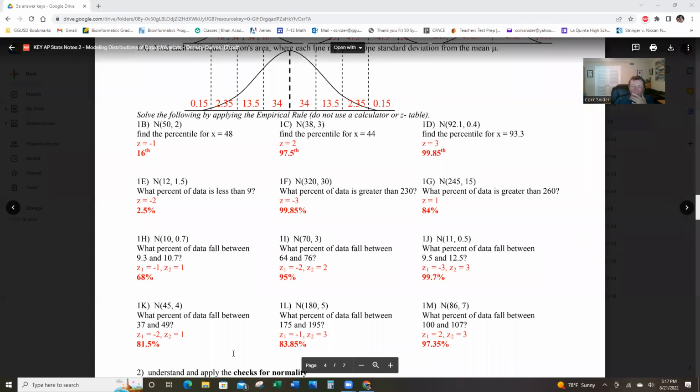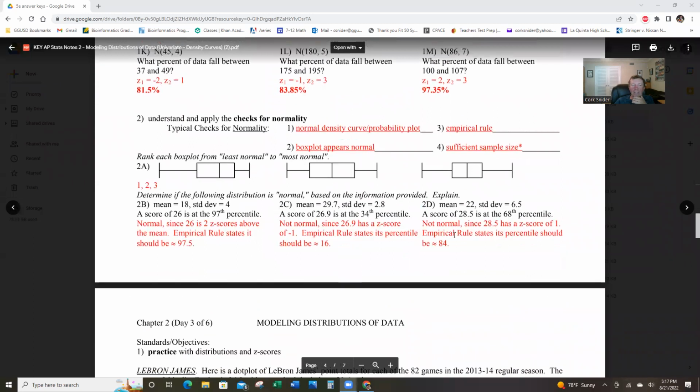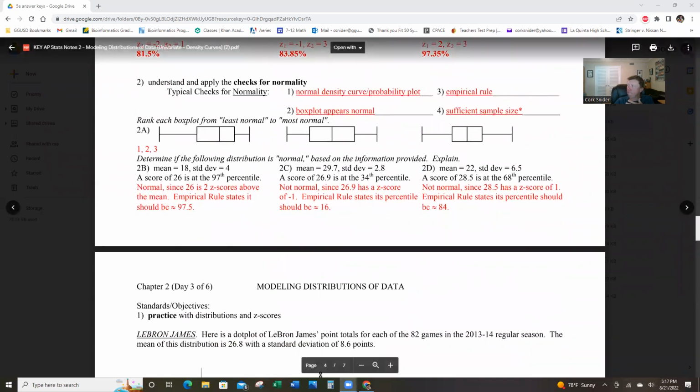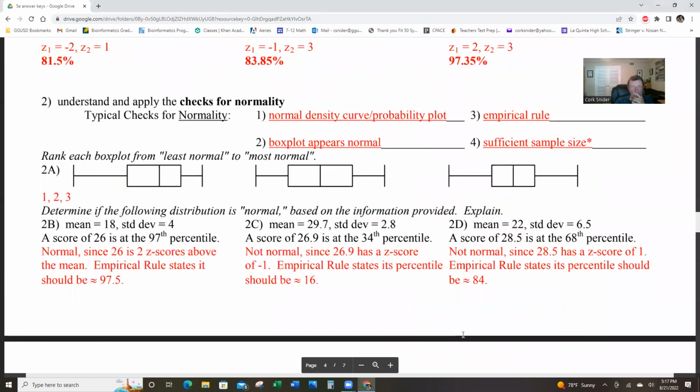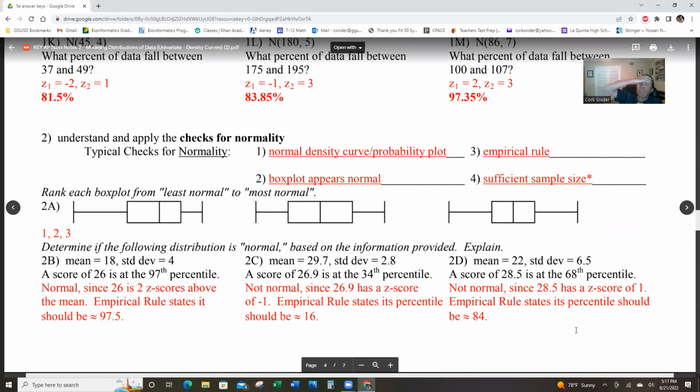Now the last one here, checks for normality. This is going to play out later in the course. We're just introducing it here. And this actually becomes kind of a big deal later. Okay, so it's good to see it several times.